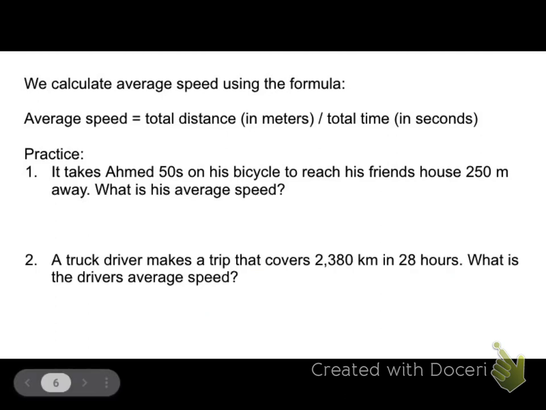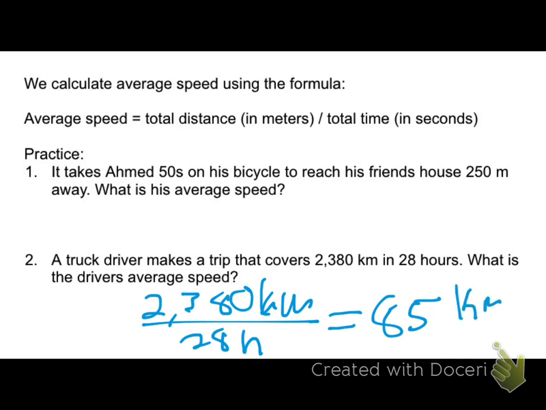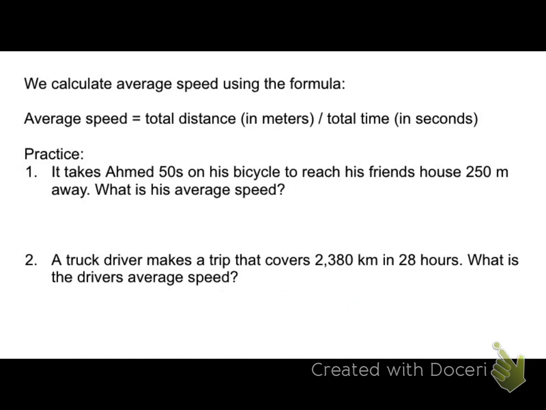All right, second practice. A truck driver makes a trip that covers 2,380 kilometers. It takes him 28 hours. What is his average speed? All right, so to do this problem, we take total distance, 2,380 kilometers, divided by total time, 28 hours. Did anybody do the math on this one? You get 85, and then our unit should be? Kilometers per hour. Okay, gotta have distance and time in that unit. Okay, moving right along.